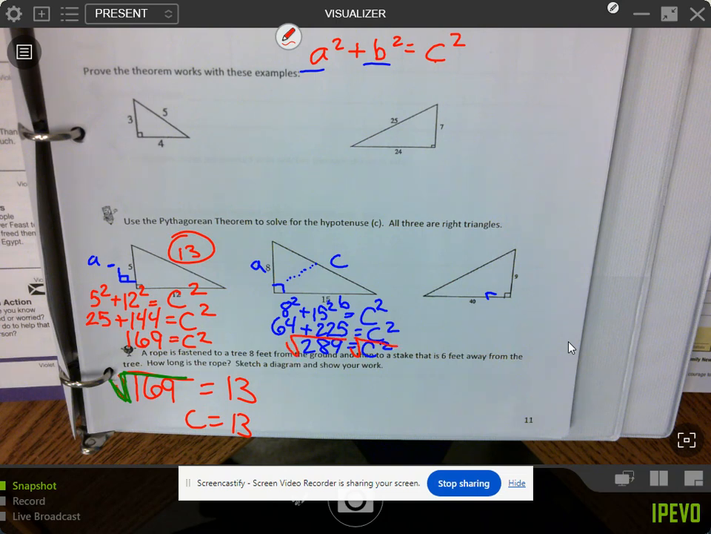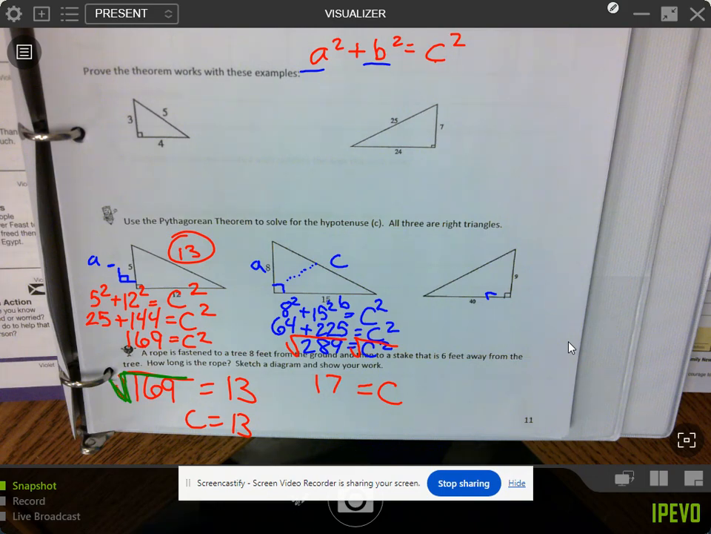So I'm going to take the square root, and I get the square root of C squared is C. The square root of 289 is what? How did you find that? By putting it into your calculator, right?